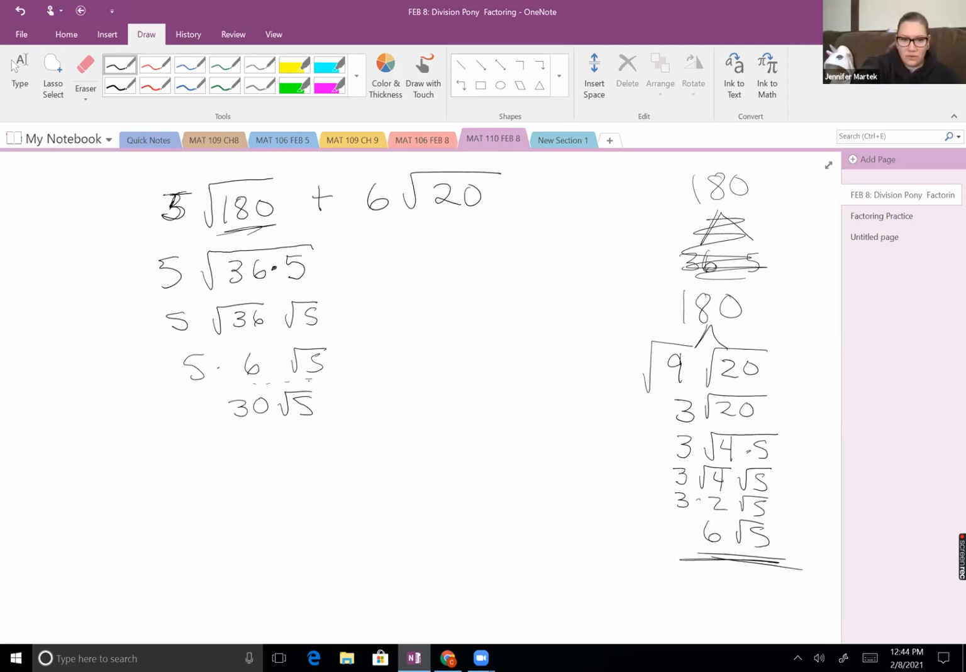So then the answer was 30 square roots of 5. No, that's not the full answer. That's just what this first part is equal to. Now we have to add that second part.